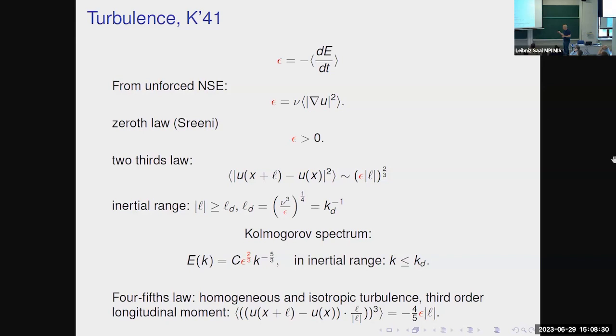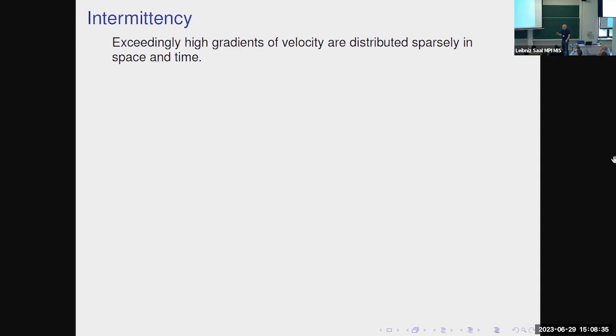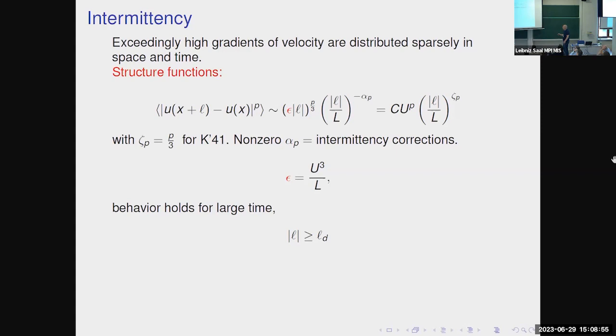Intermittency, that's a word that means many things. In particular, it means exceedingly high gradients of velocity, which are distributed sparsely in space and time. So when we go to math pretty soon, let me keep on going with this. Another thing it might mean is that the structure functions, these increments, let's say in absolute value to simplify things, to the power p, where p is not 2 or 3 but any number, instead of scaling with the same power every time, they have corrections. And the corrections are not necessarily power laws, and these corrections are intermittency corrections.